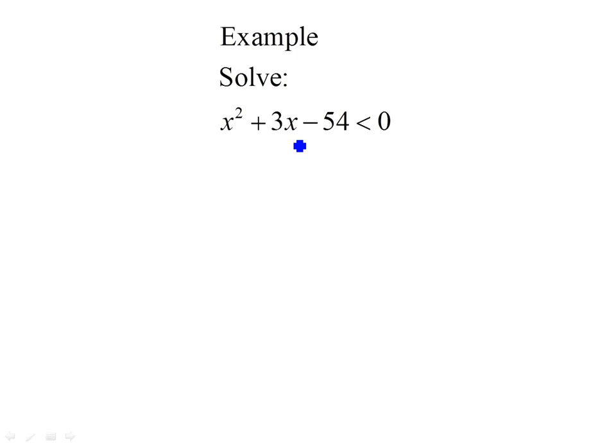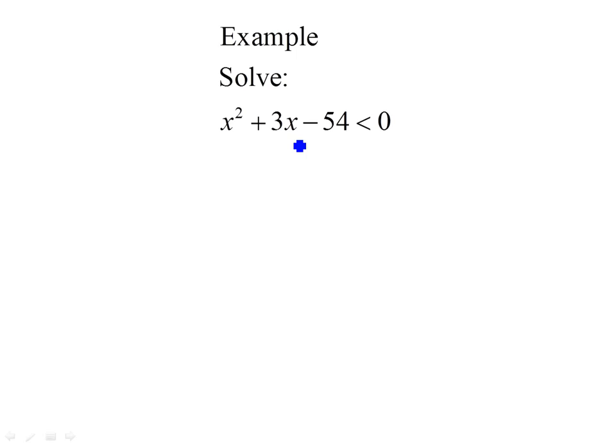True or false? That's false. So none of those numbers are solutions. None of them. Just mark them off. Okay? Let's try 0. If I have 0 squared plus 3 times 0, and you'll see why I like 0, you get a -54 less than 0. True or false? So this is going to be part of your solution.